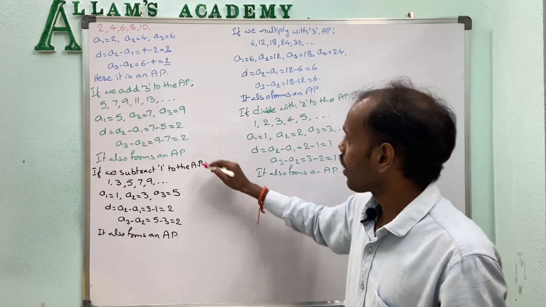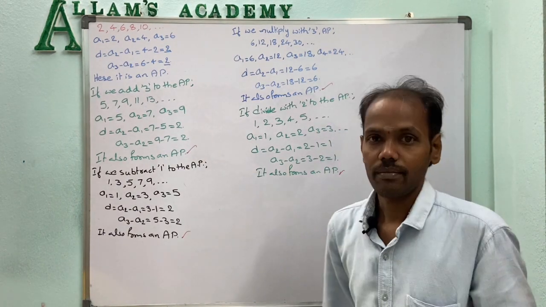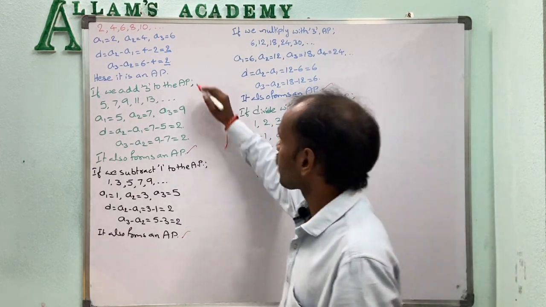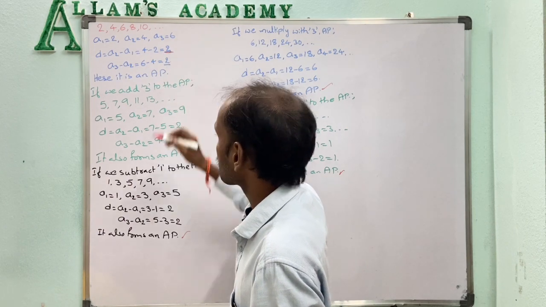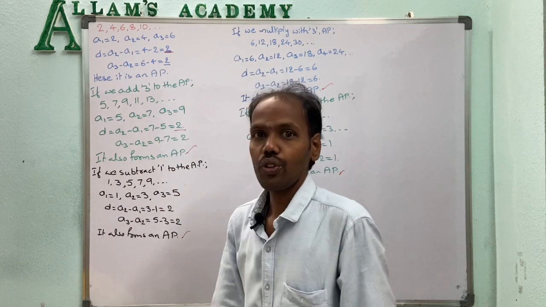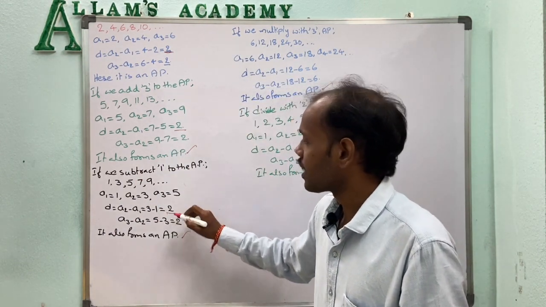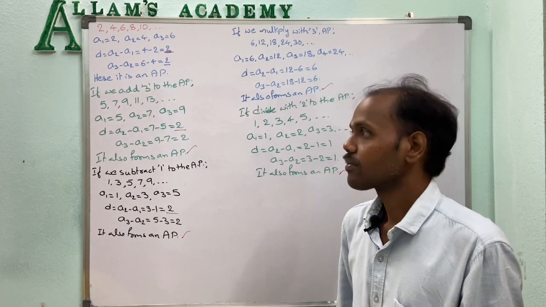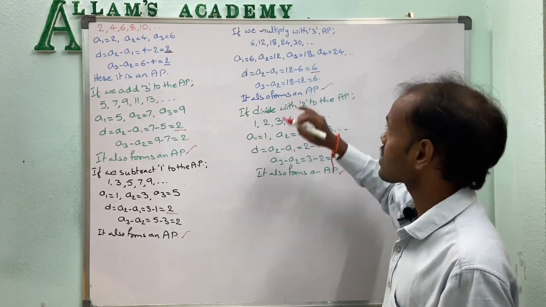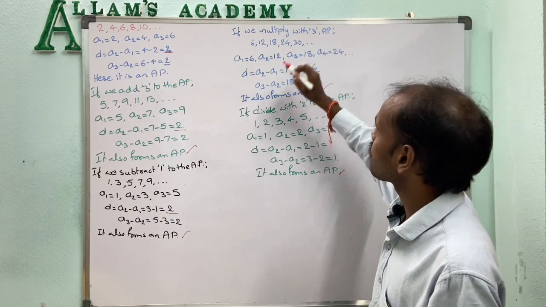They all follow AP only. Now if we observe the common difference, the given series has common difference 2. If we add, we get the common difference is 2 only. If we subtract, we also get the common difference is 2 only. Now by multiplying, we get the common difference 6. That means we multiplied the series with 3.